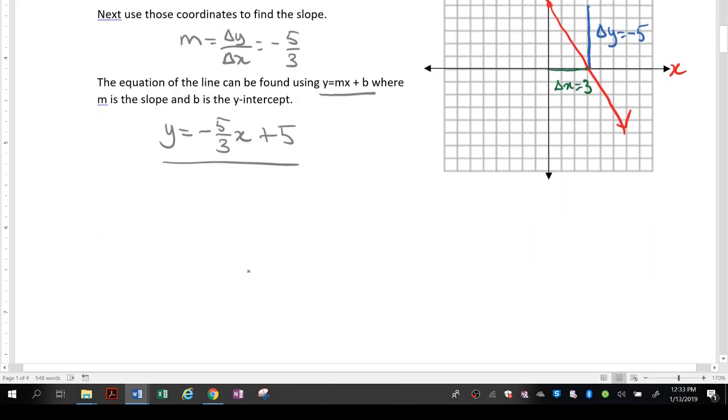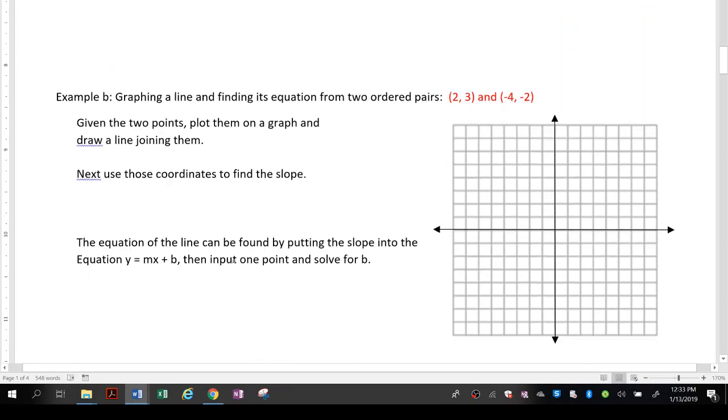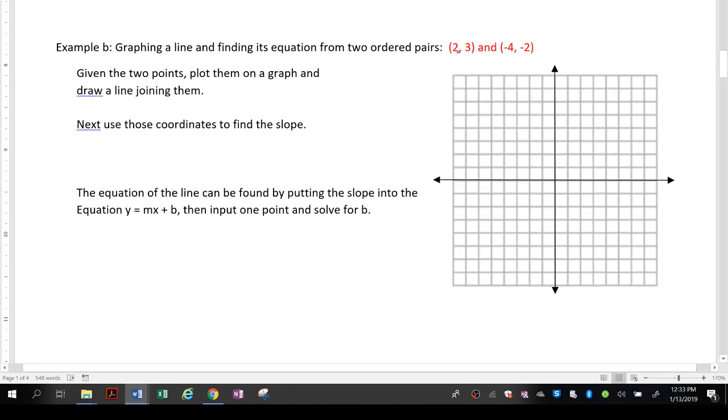Okay, let's look at the next example. This is when we are given 2 points. So these are 2 ordered pairs. However, in this example, neither of them are intercepts. So let's go ahead and graph those. This first point is where x is 2 and y is 3. That's that point there. And the next point is where x is -4 and y is -2. And that's that point there.